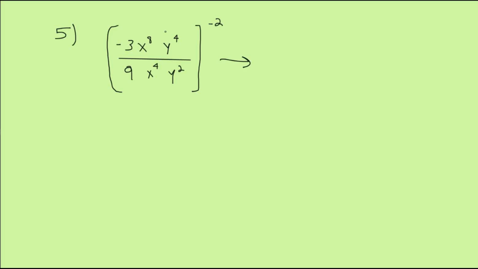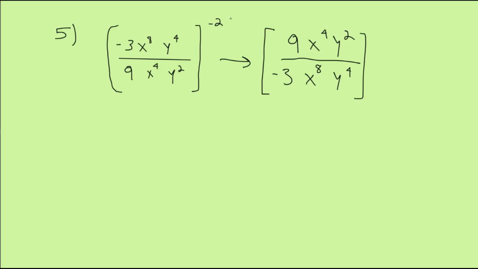So before we start and distribute this -2 power to each one, we can make this a bit easier for ourselves. And if you remember, when we have a negative exponent, we would flip the fraction over. So that's what we're going to do. Inside the parentheses, we're going to flip the fraction over. So inside our parentheses or bracket, we're going to put our 9x to the 4th power, y to the 2nd power on the numerator, and our -3x to the 8th power, y to the 4th power on the denominator. And now what that does is makes our exponent of -2 positive.